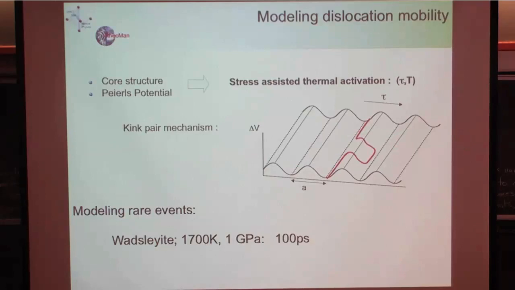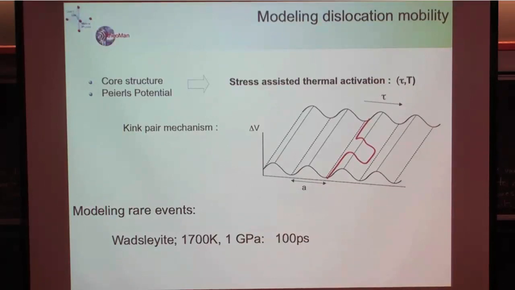The name is the kink-pair mechanism. By vibrating the dislocation, we'll be able to send a small loop above the Peierls barrier, and there is a critical configuration beyond which it goes very rapidly to the next position. So the whole job that we have is to calculate and identify this critical configuration, and then to calculate the critical enthalpy of this configuration. This is the energy barrier of the minimum energy path for a dislocation going from one position to another.